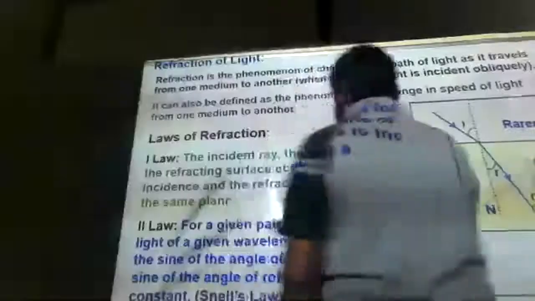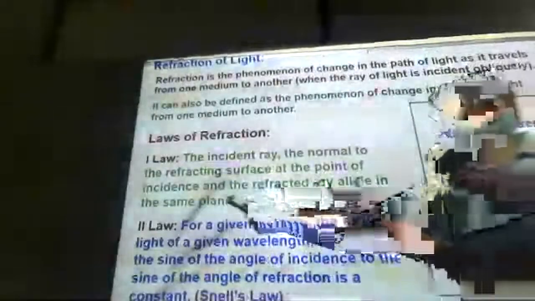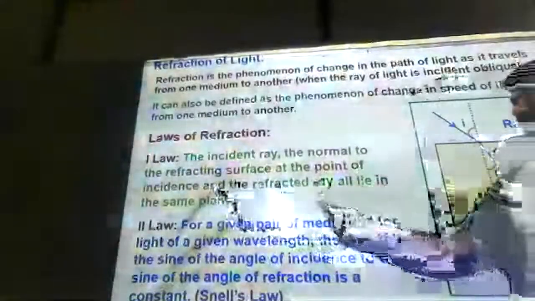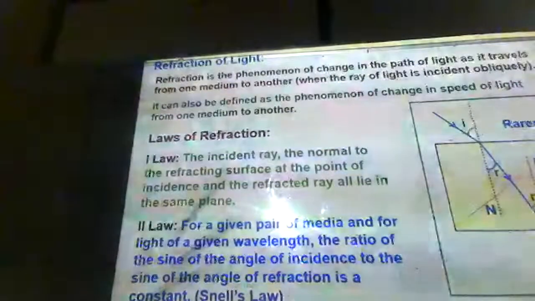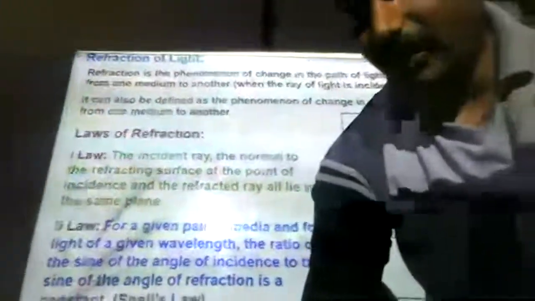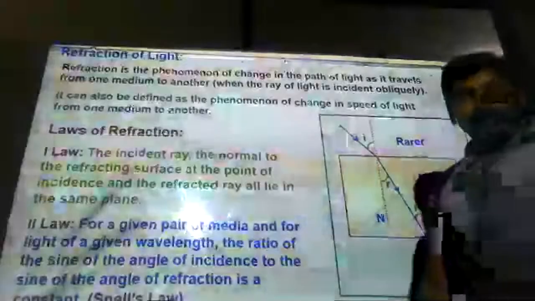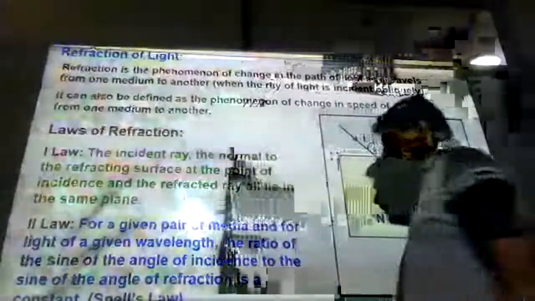We can see here that the incident ray at the point of incidence and the refracted ray lie on the same plane. It means that when you are drawing, this must be lying on the same plane. That's why all the light rays, when you are drawing, are supposed to be on the same plane of the paper. Okay. Next, you have Snell's law.